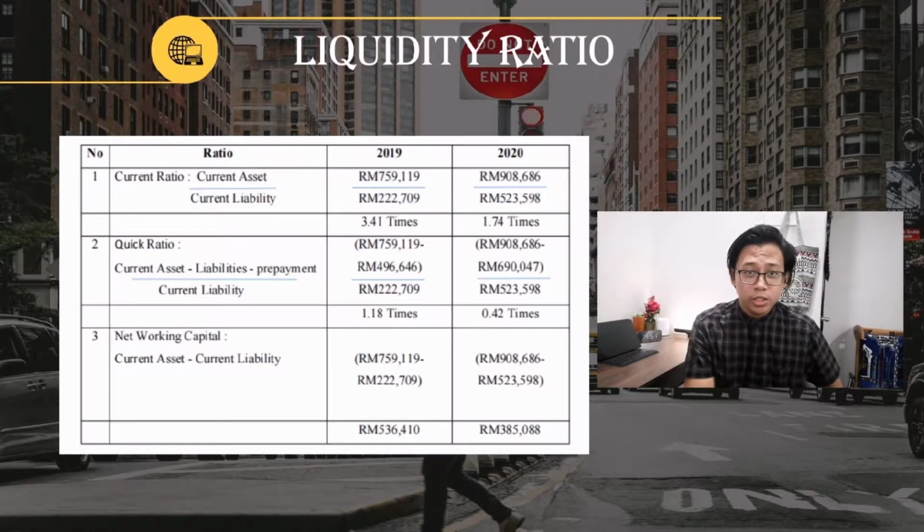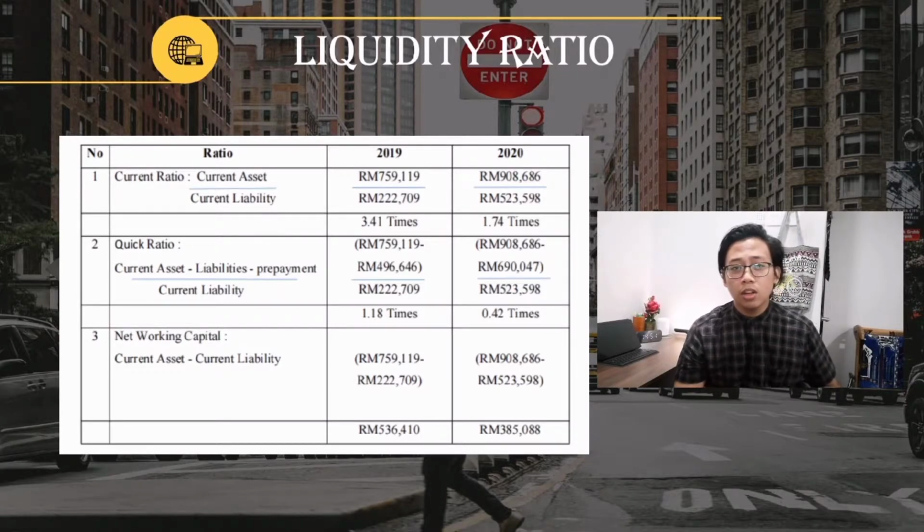For the liquidity ratio, these ratios measure the firm's ability to pay its short-term obligations as they come due. The higher the ratio, the better the company's performance. For the current ratio in the year of 2019, the company recorded a higher ratio of 3.41 times, but the ratio dropped to 1.74 times in the year of 2020. It shows that the company's ability to pay its short-term obligations on time has become limited year by year.